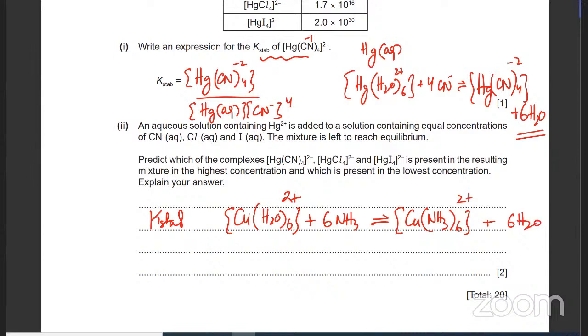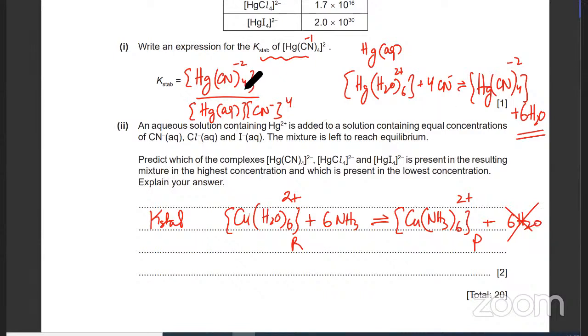So K stability is your equilibrium constant of a ligand exchange reaction in an aqueous solution. So it's going to be products over reactants. The water is not going to be written in the expression because in aqueous solution, water is in large excess. So you don't write it in the expression.